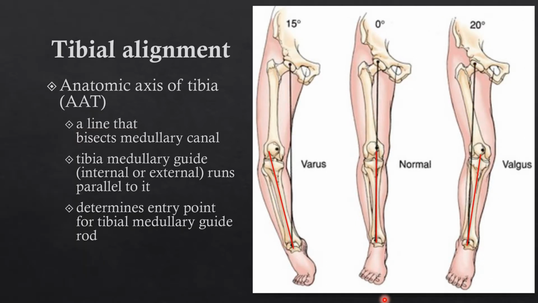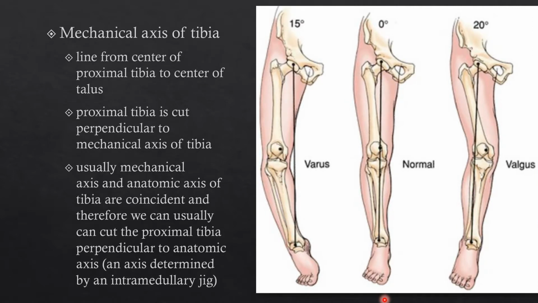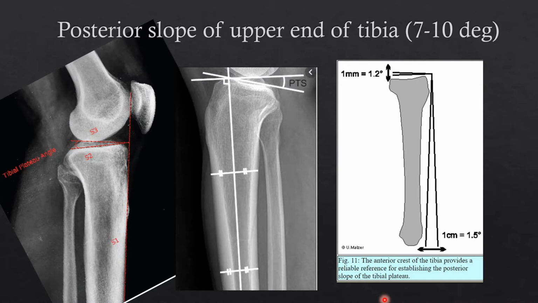The tibial alignment is assessed by drawing the anatomical axis of the tibia, that is the line drawn along the medullary canal, and the mechanical axis of the tibia is the line drawn from the center of the proximal tibia to the center of the talus. The proximal tibia is cut perpendicular to the mechanical axis of the tibia. Usually the mechanical axis and the anatomical axis of the tibia are coincident, and therefore we can easily cut the proximal tibia perpendicular to the anatomical axis. The posterior slope of the upper end of the tibia is 7 to 10 degrees.